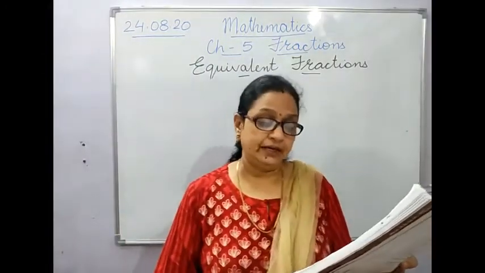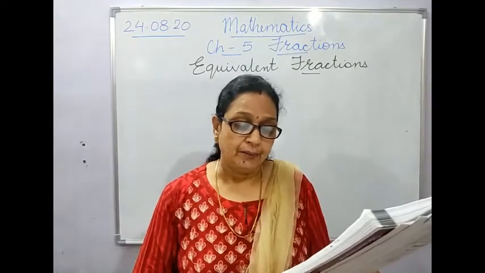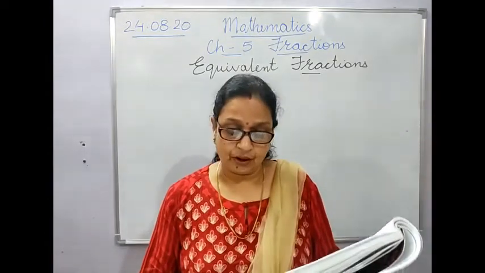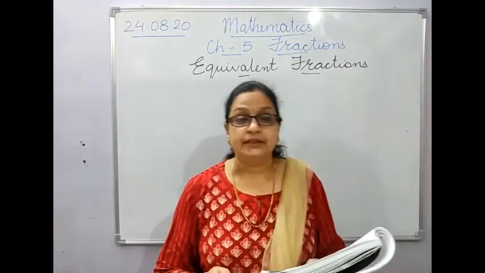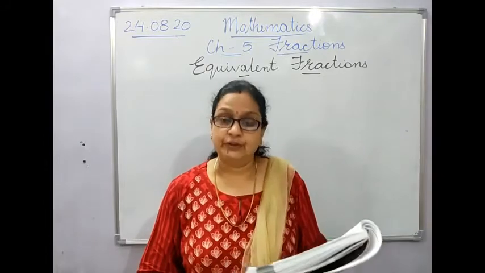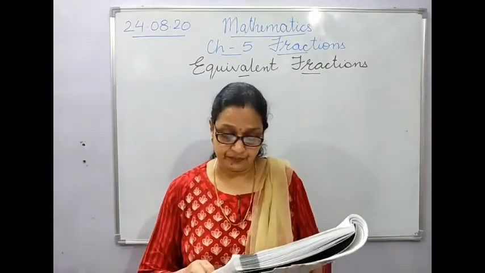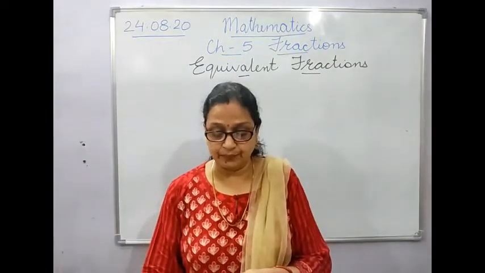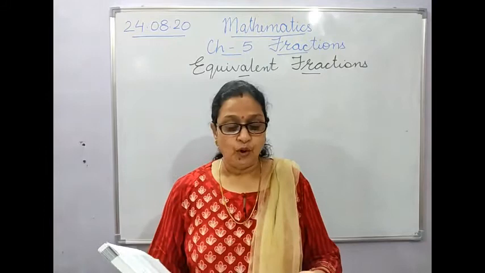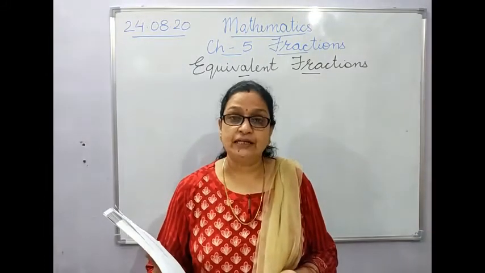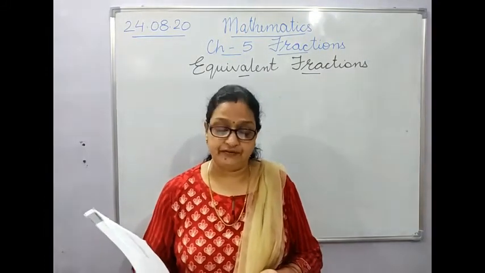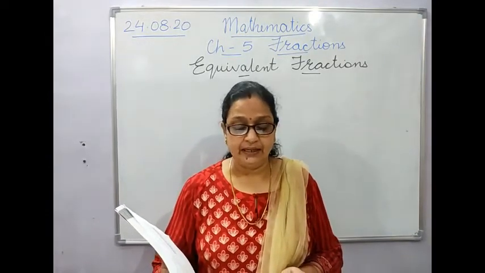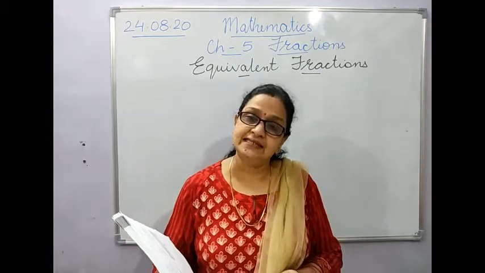Checking for equivalent fractions. For this, multiply the numerator of the first fraction with the denominator of the second fraction, and then the denominator of the first fraction with the numerator of the second fraction. These products are called cross products. Then there's one example given. Both the cross products are same. Now check the same rule for some more equivalent fractions. The important line is: two fractions are equivalent if their cross products are same.